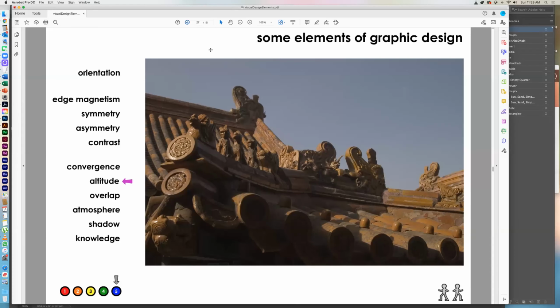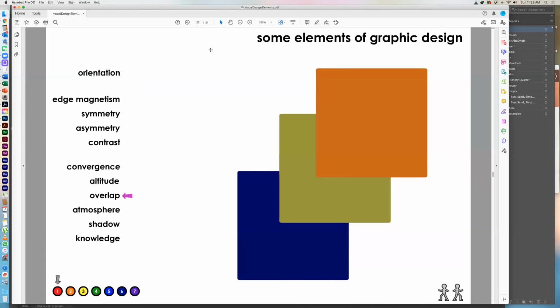So also when things overlap, that also gives you the sense that it's closer. Actually, I did this one on purpose where the blue frame is at the bottom. And that makes it the farthest away because the green frame overlaps it and overlaps in front. The orange frame overlaps in the front. So actually I'm kind of fighting with overlap the notion of altitude.